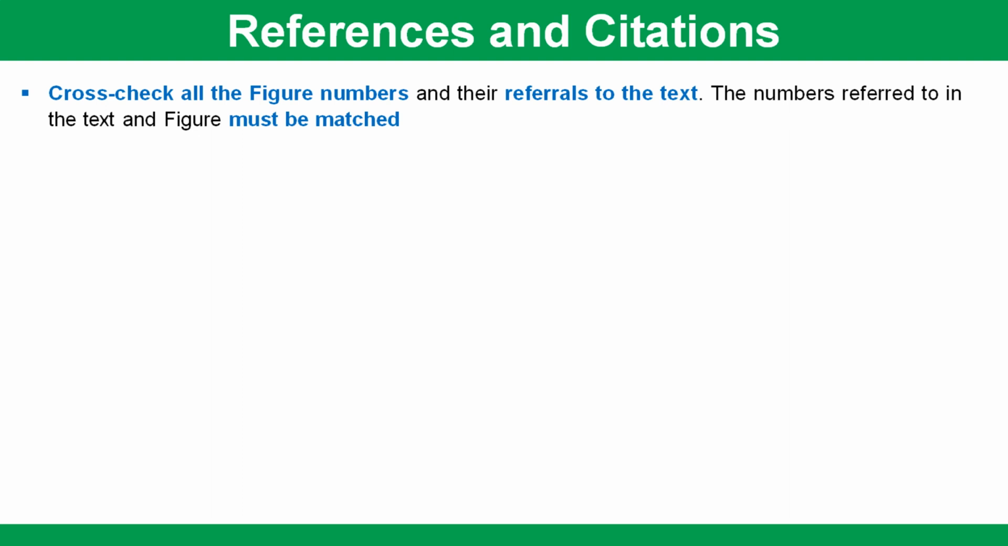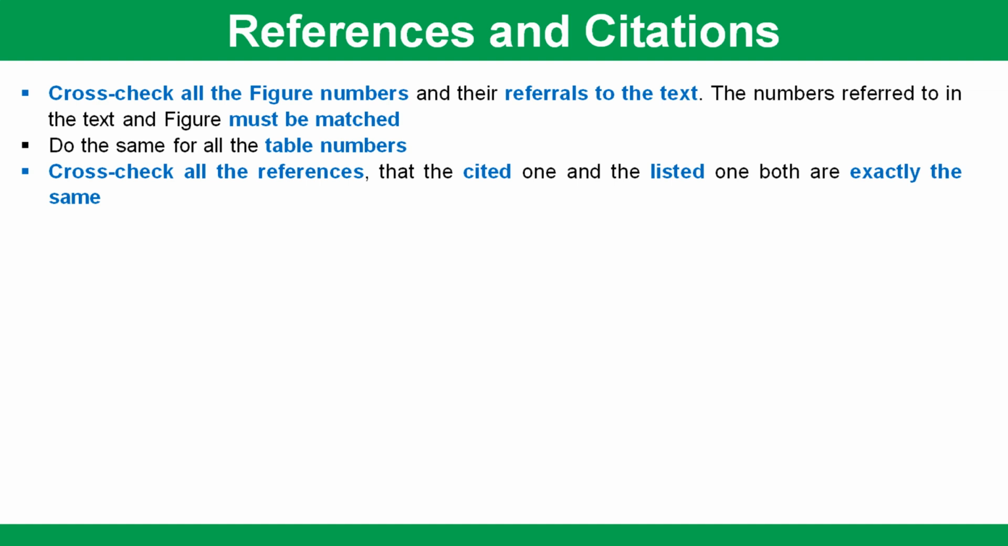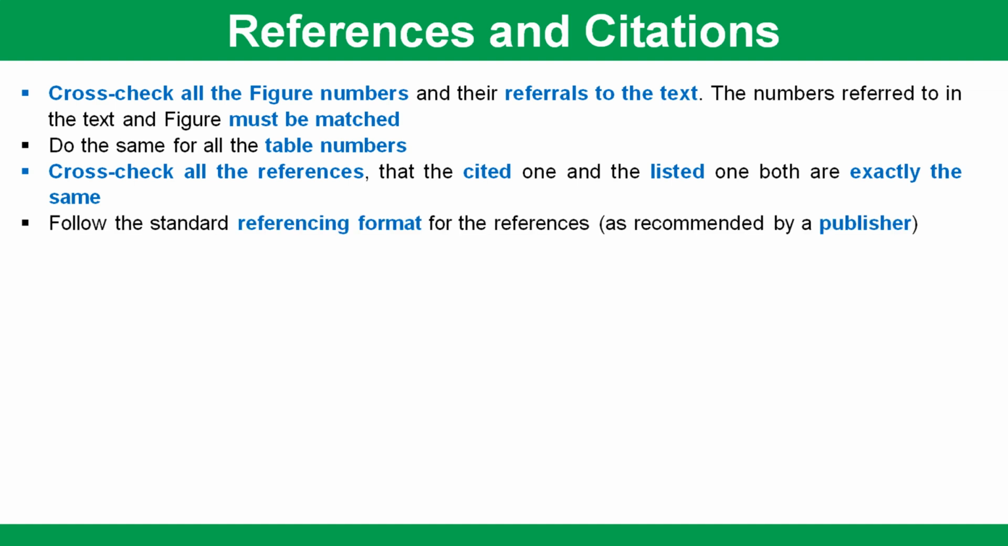Cross-check all figure and table numbers and their referral in the text to ensure consistency. The numbers referred to in the text, figures, and tables must match accurately, maintaining clarity and precision in your paper. Verify all the references to ensure that the cited sources and the listed references are exactly the same. Follow the standard referencing format recommended by the publisher to maintain professionalism and adherence to the academic standards.